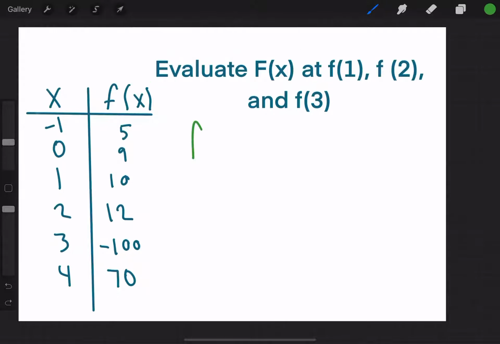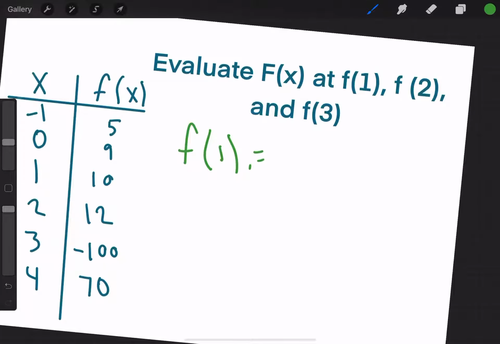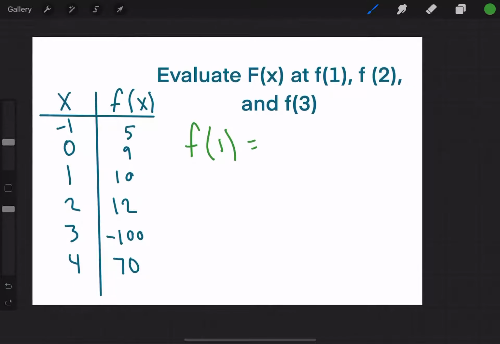So I'm going to write f of 1 right here. Do you notice how with this f of x, x is originally inside the parentheses, but then we put a 1 inside it instead? That's because we're going to replace x with 1. So on our chart, we're going to look at our x column, and we are going to go down the x column until we find 1.